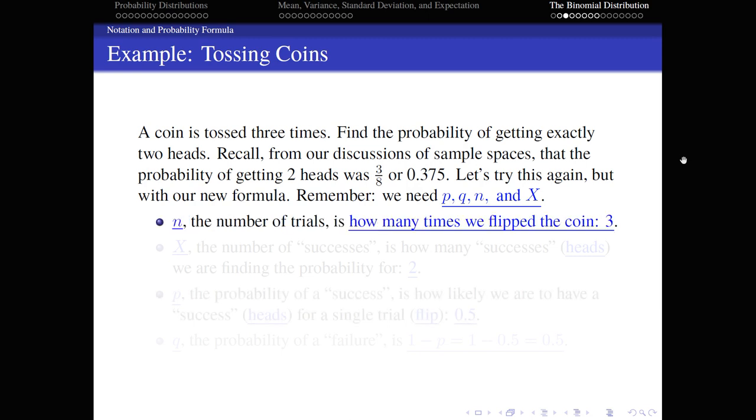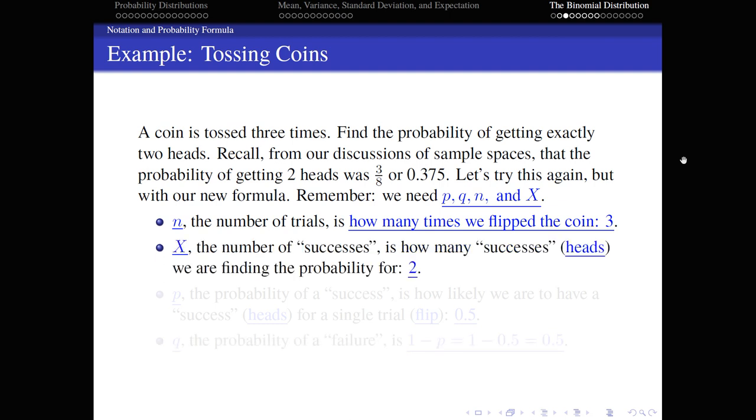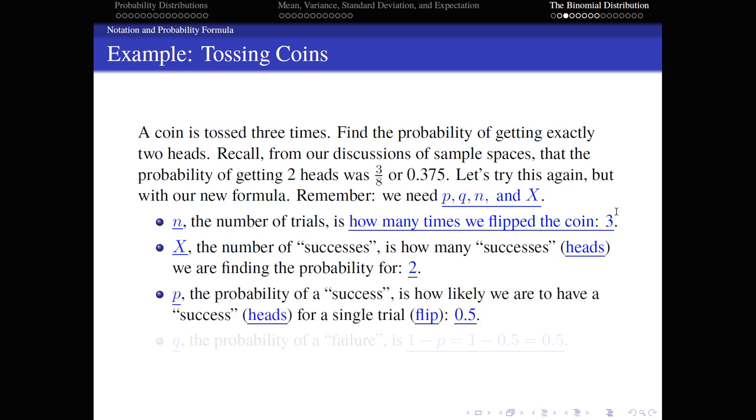So remember, the number of trials is how many times do we try it? How many times do we try flipping the coin? 3. In this case, X is the number of successes. How many successes do you have? In this case, we're interested in the number of heads, so heads is going to be called a success. So how many heads are we interested in? Well, we're interested in getting exactly 2 heads.